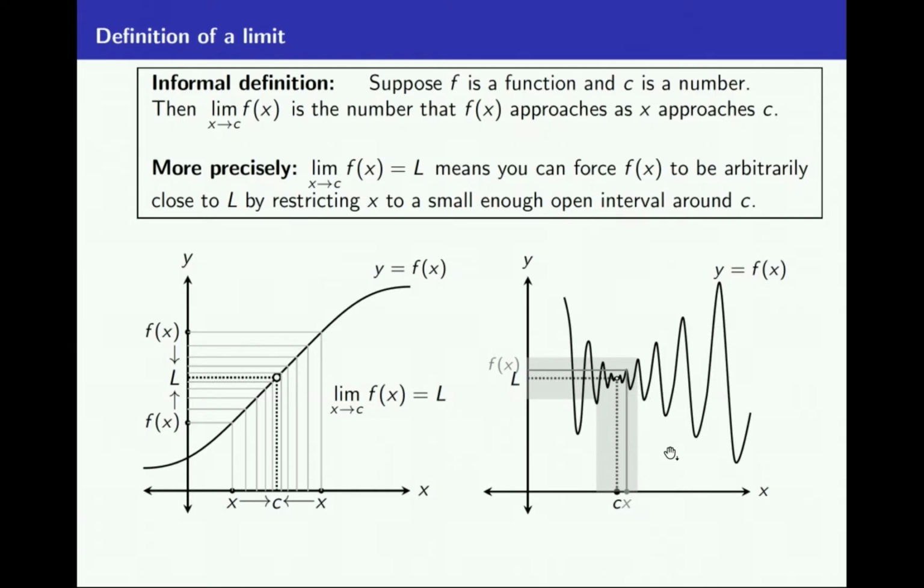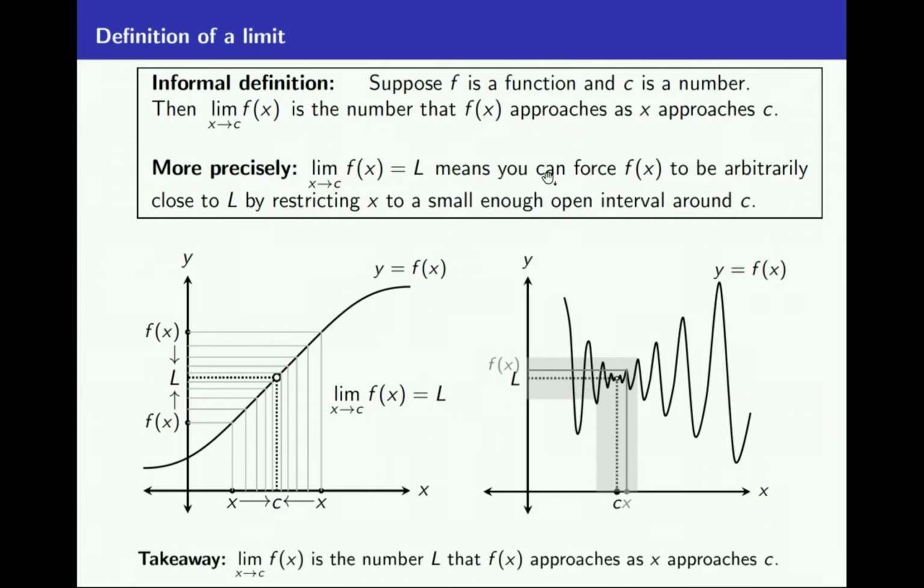So the takeaway here really is, as we stated up here, the limit as x approaches c of f of x is the number L that f of x approaches as x approaches c, with the understanding that f of x could be approaching L, maybe as indicated here in this picture. Not getting steadily closer and closer to L, but going back and forth, but zeroing in on L.